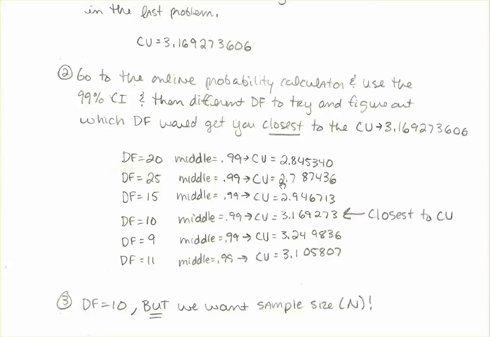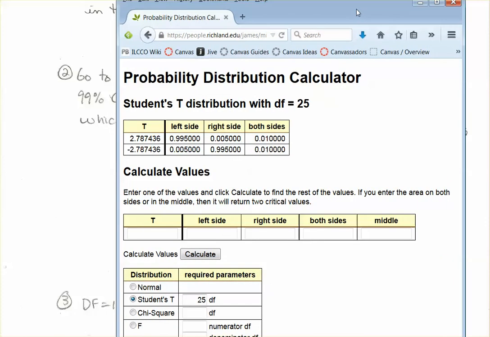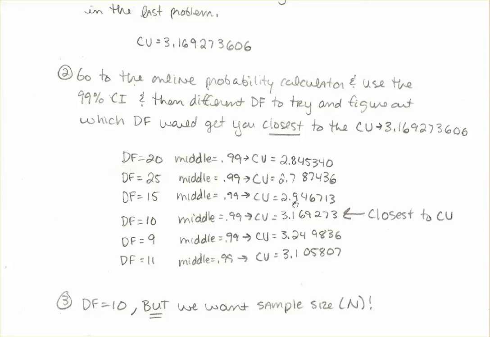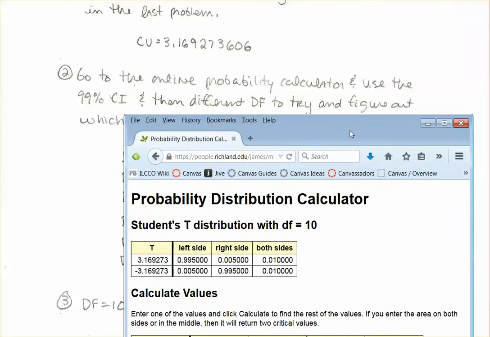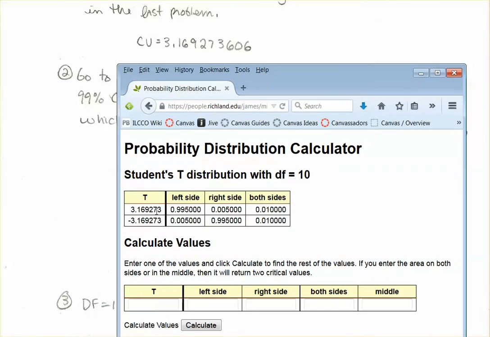So then let's go down. This time I tried 15 and 0.99, and whoop, yay, we went up. So this time we went up, which is what we want to do. I'm just going to go ahead and keep trying, because remember, we're trying to get as close as we can. So I'm going to try 10 and 0.99, calculate, and 3.16, and woohoo! That actually is the value.